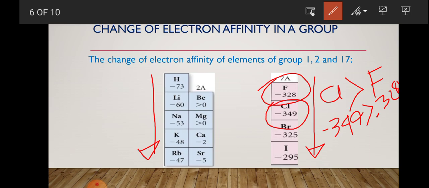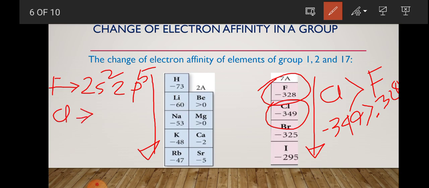Fluorine is an atom of second orbit. If we write the outer shell electronic configuration of fluorine, we can see that the outermost electronic configuration of fluorine is 2s2 and 2p5. On the other hand, the outermost electronic configuration of chlorine is 3s2 and 3p5.